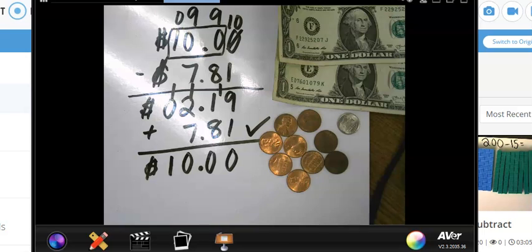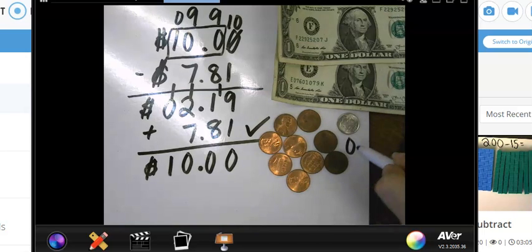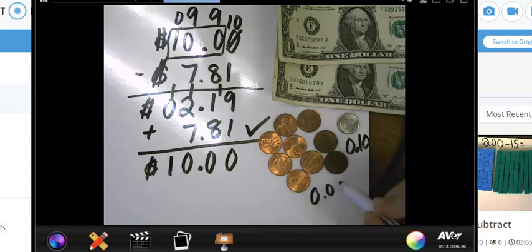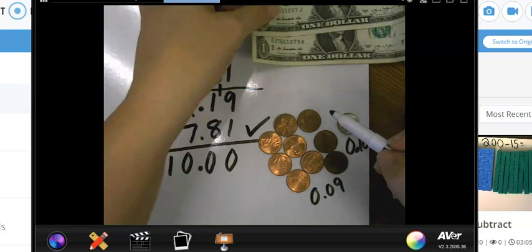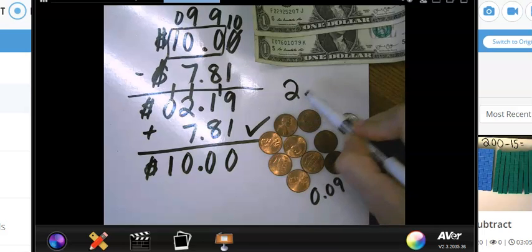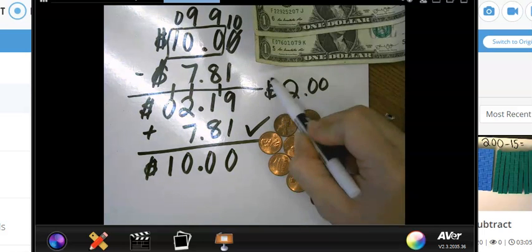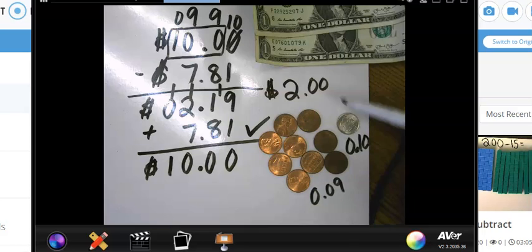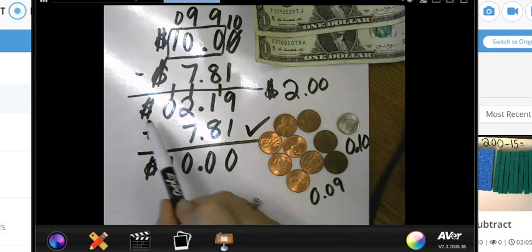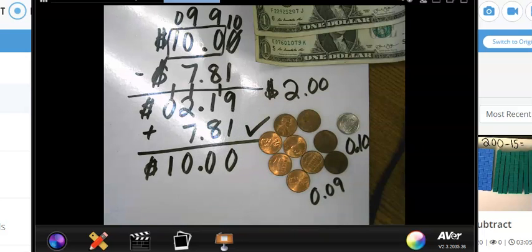Okay? So I have right here this dime, and here I have my pennies, and of course I have my two whole dollars. So when I add all that up, $2.10, $2.19. Okay? Excellent.